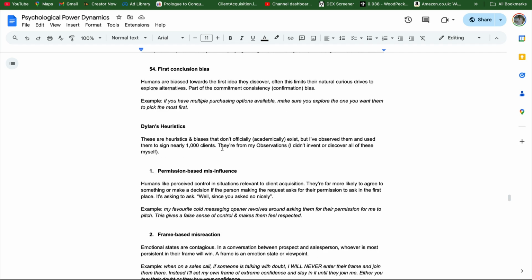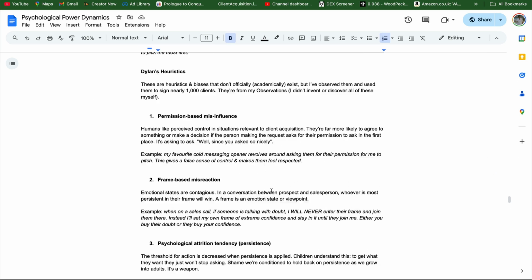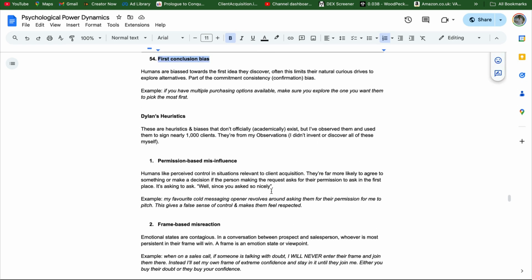Now, these are heuristics and biases that don't officially academically exist, but I've observed them and used them to sign nearly 1,000 clients, and they're from my observations, right? I didn't invent or discover all of these myself. And when I say I've signed nearly 1,000 clients, this is across both of my businesses, right? It's the same principle, like all humans have these biases. So if you're on this program, I have utilized these to get you on this program to help you. If you're an OnlyFans creator, same thing, right?